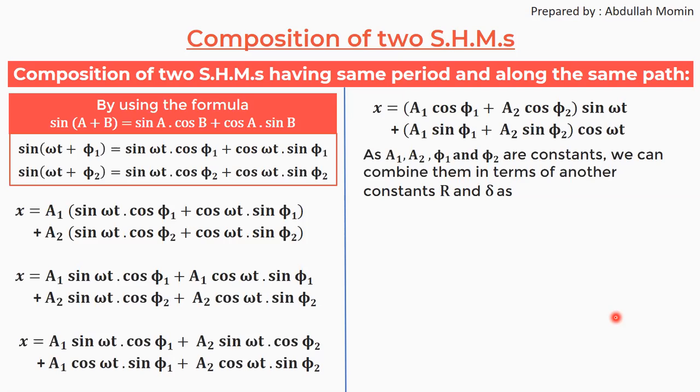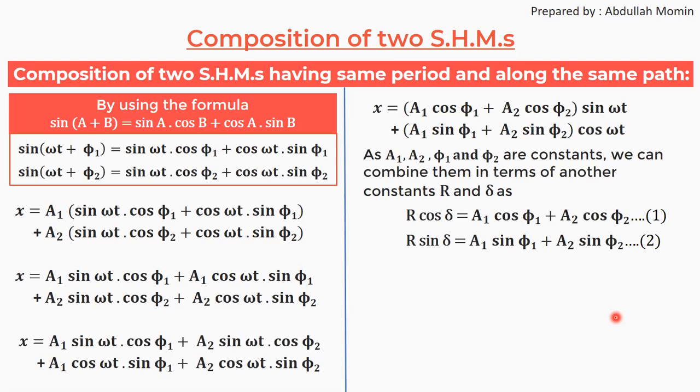As a1, a2, phi 1 and phi 2 are constants, we can combine them in terms of other constants, that is r and delta. So we can write r cos delta as a1 cos phi 1 plus a2 cos phi 2. This is your equation number 1. And r sin delta is equal to a1 sin phi 1 plus a2 sin phi 2.